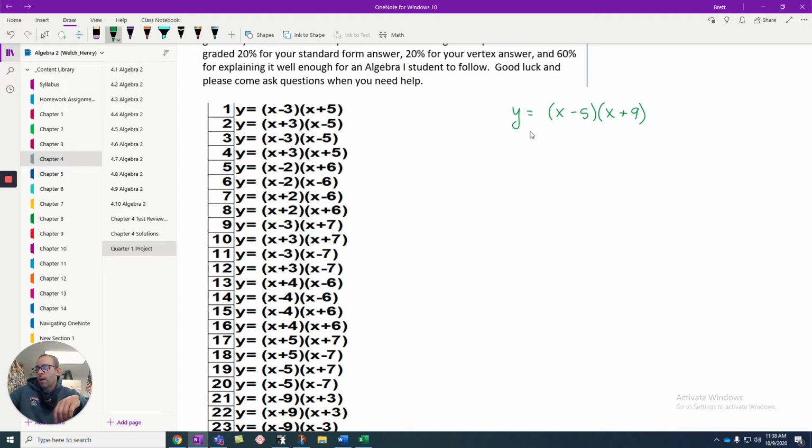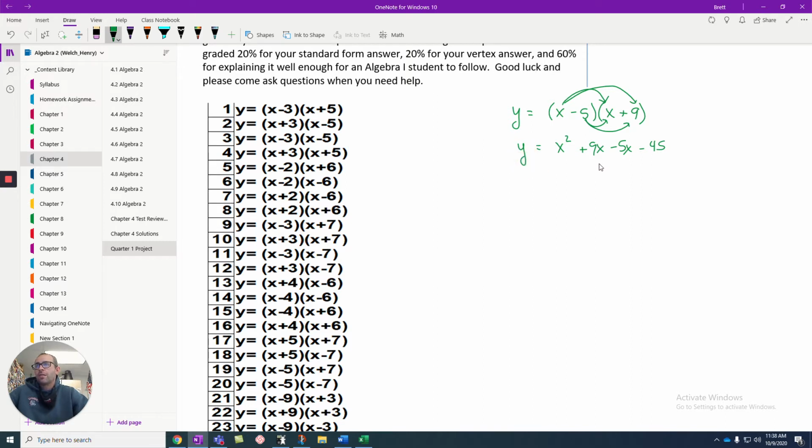To start this problem, I'm going to need to distribute or FOIL the two parentheses together to make it into standard form. So we're going to go ahead and multiply x by x to produce x squared, x by 9 to produce 9x, a negative 5 times x to produce a negative 5x, and our last combination would be negative 5 times 9 to produce a negative 45. Now all of this is still equal to y.